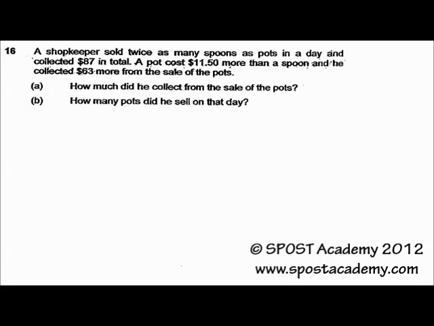So we know that the shopkeeper sold twice as many spoons as pots. Spoons will have a total of 2 units, while pots will have a total of 1 unit. And this is in terms of number. And he collected $87 in total.